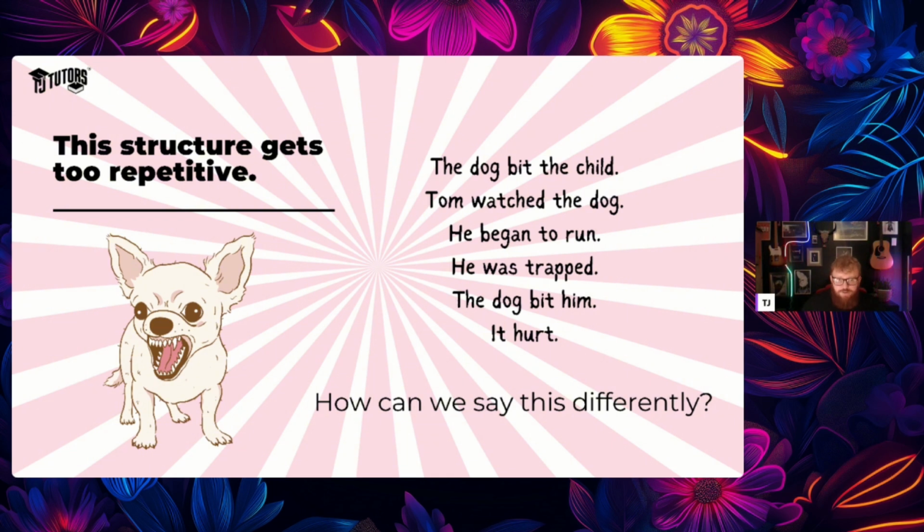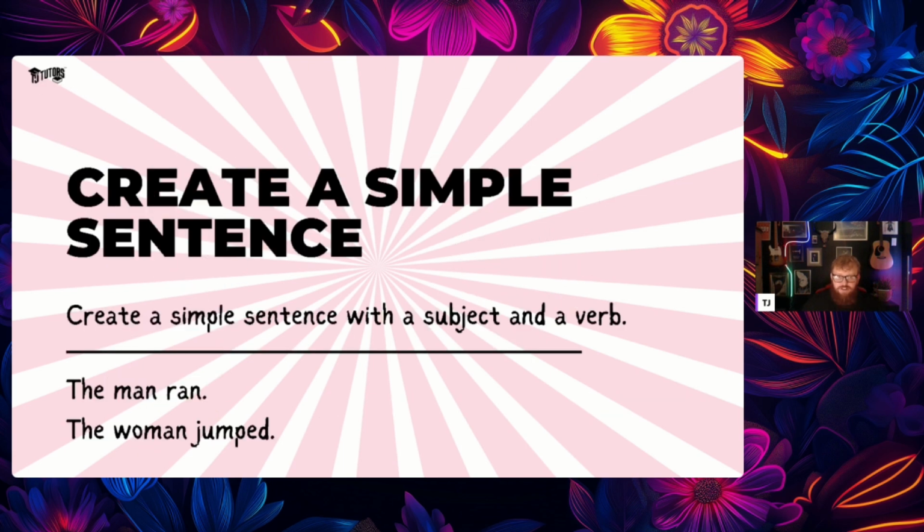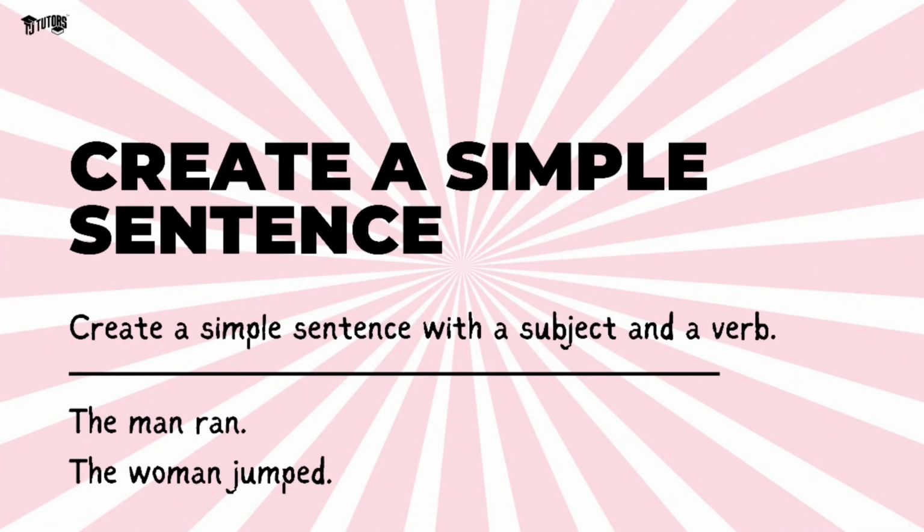Okay, cool. Hopefully we've got a few varied, interesting sentences there. I'm going to show you some ways that we can make our writing a bit more interesting. But the first thing we've got to do is create a simple sentence. I just want you to start off writing down a simple sentence that has a subject and a verb. So the man ran, the woman jumped, the dog bit the child, for example. Have a go at just writing down a simple sentence for me very quickly.